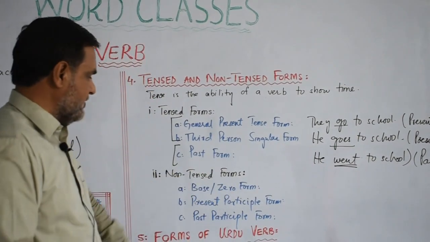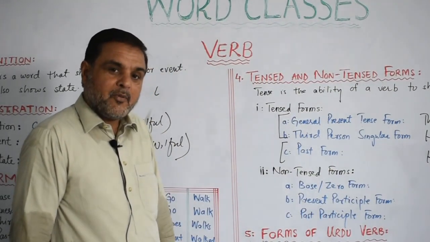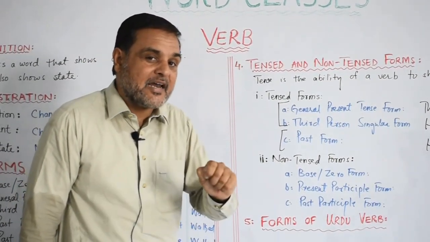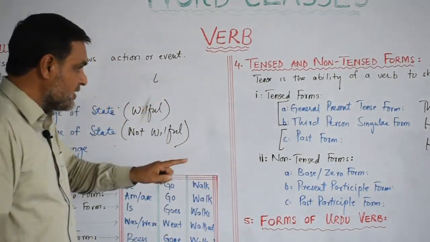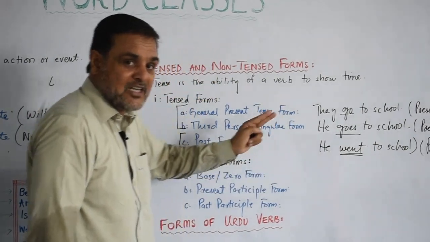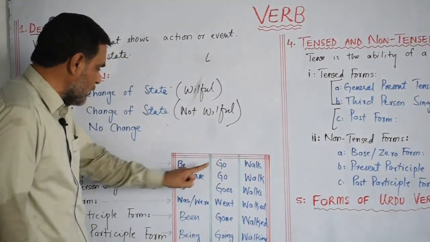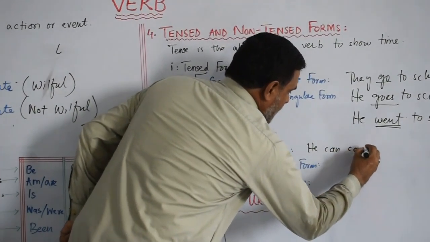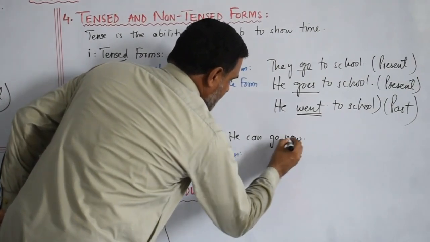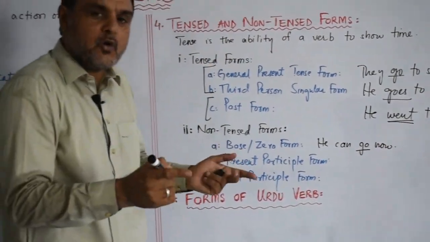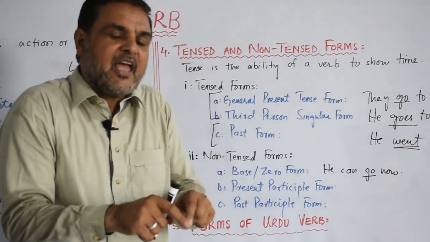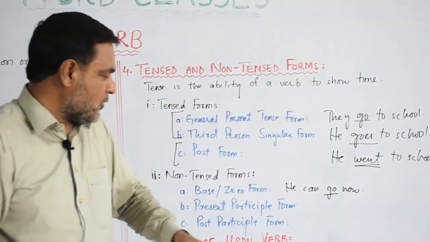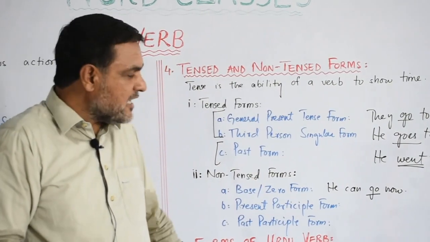Coming towards this one, zero form, it does not show any time. That's why it is called a non-tensed form. I've used go as a verb here. So what is the zero form of go? Zero form of go is also go. So let me use it here. He can go now. This is zero form. If you don't know the difference between the zero form, or base form, and the general present tense form, I will explain it later on. This is zero form. He can go now.